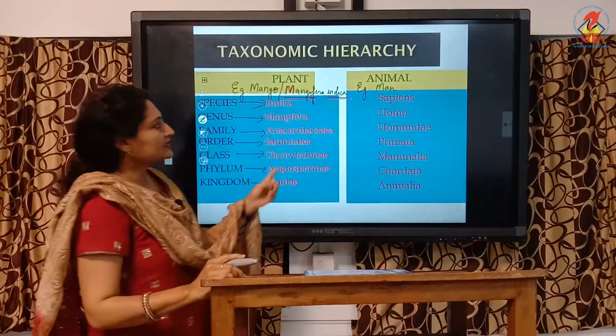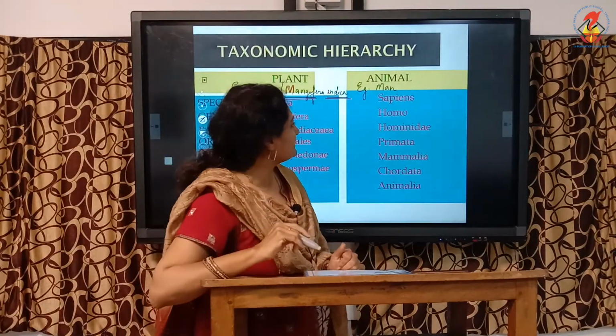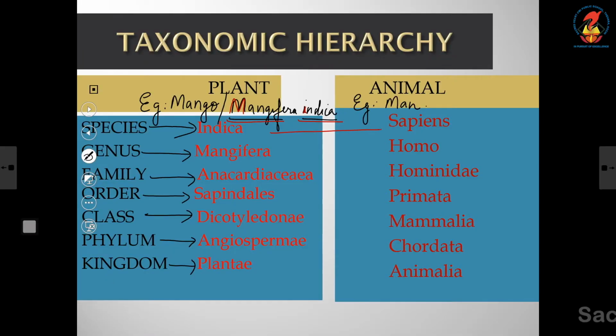Now, taking an animal example, that is human beings. Human beings belong to the species sapiens. It belongs to the genus Homo, family Hominidae, order Primata, class Mammalia, phylum Chordata, and it belongs to the animal kingdom. So what is the scientific name of man? Man is called by the scientific GS. We have to incorporate GS.